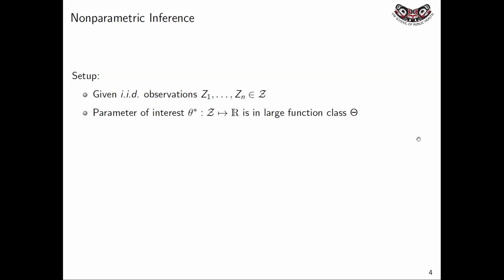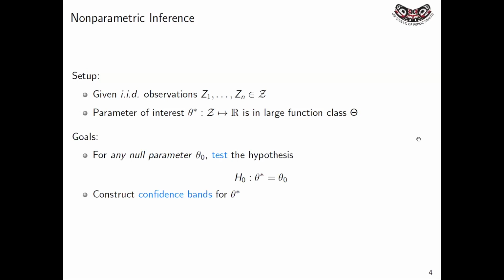So we have a functional that's from Z to R, and this theta star is in a general function class. You have probably seen examples of function classes in classes. The goal is to test, for any null parameter theta naught, whether theta star is theta naught or not. So this is a general test of hypothesis, and the reason we take it to be any parameter becomes a bit more obvious later, because we're also interested in constructing confidence bands for theta star, and this becomes handy there.